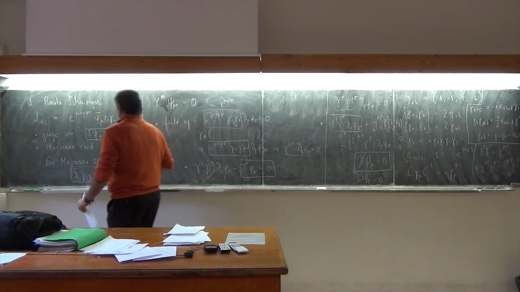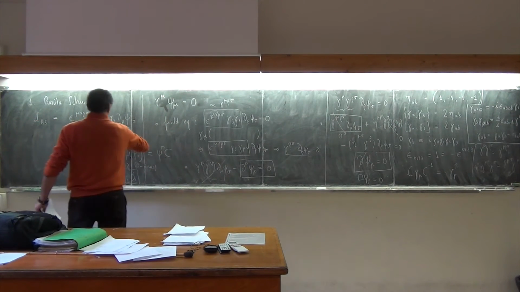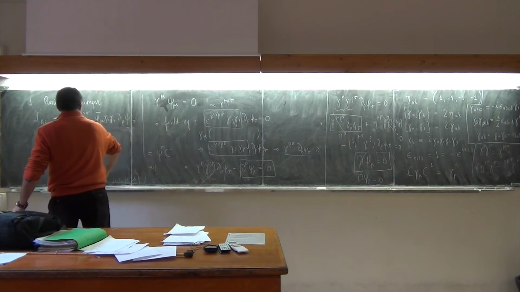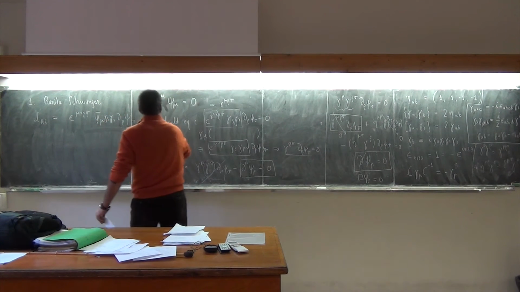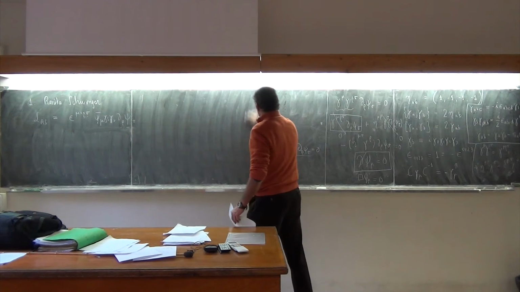Now, we will erase everything except the Rarita-Schwinger Lagrangian, because we will couple it to the Einstein-Hilbert action.